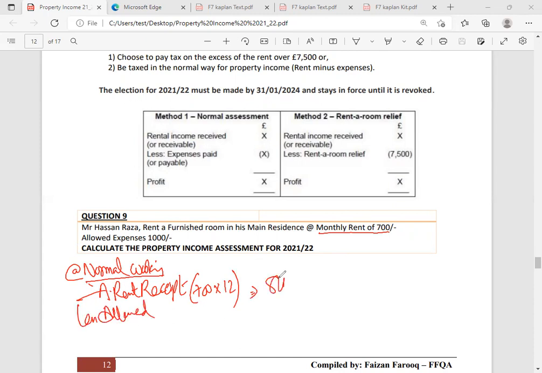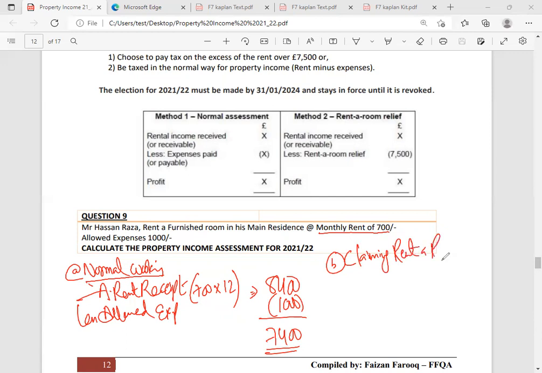8,400. Okay. Allowed expenses are how much? 1,000. So this is the answer, right or wrong? Yes.